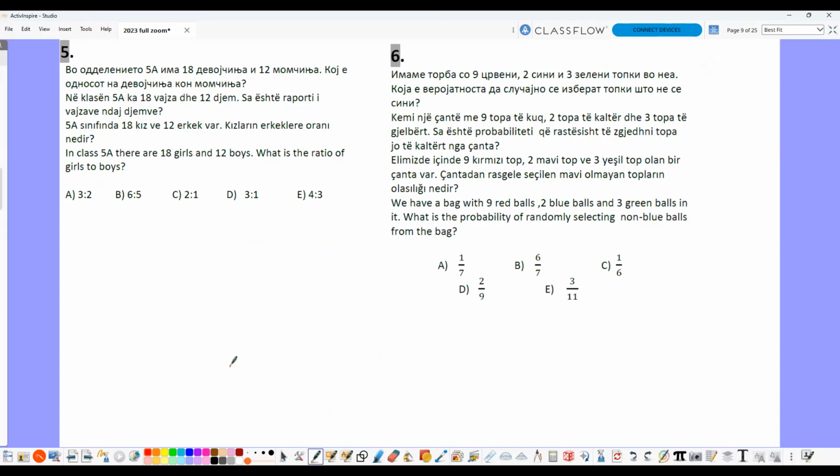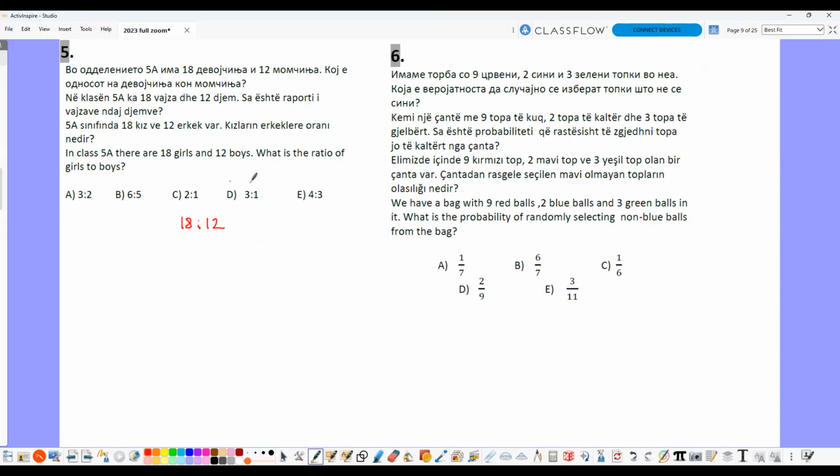Okay, on this page we have two questions. The first one is related to ratio. And for the ratio, we are using this division sign. In a class 5A, there are 18 girls and 12 boys. What is the ratio of girls to boys? So girls to boys, when it says that, first you should write the girls number, then the boys number, which is 18 to 12.